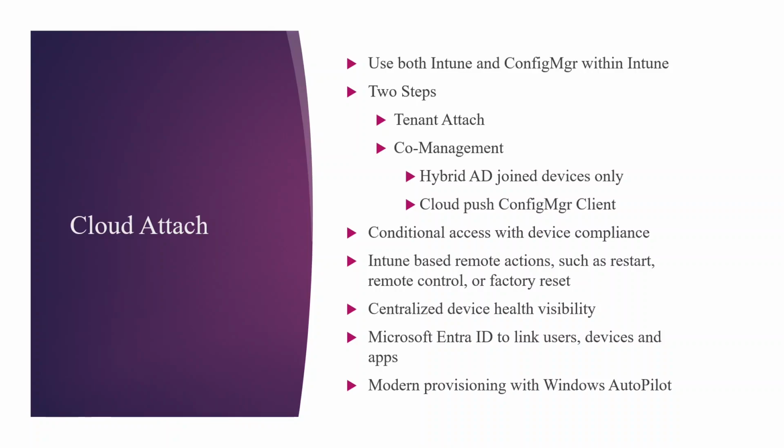First, let's talk about Cloud Attach. Cloud Attach helps connect our existing configuration manager environment with Intune. It mainly has two steps. First is the tenant attach, and the second is co-management. With tenant attach, admins can see and manage configuration manager devices from the Intune Admin Center. This gives centralized visibility of devices, device health, and actions inside the cloud portal.